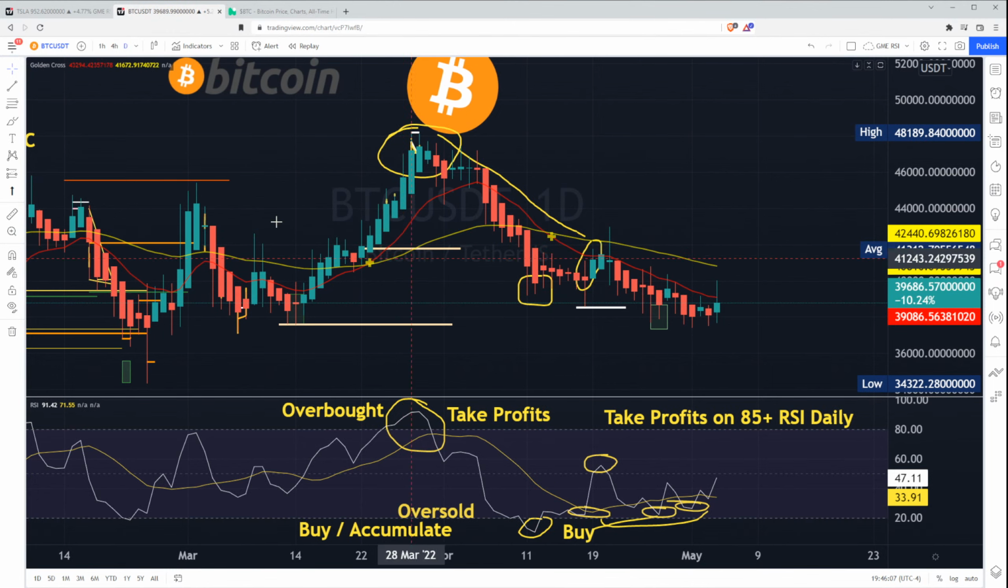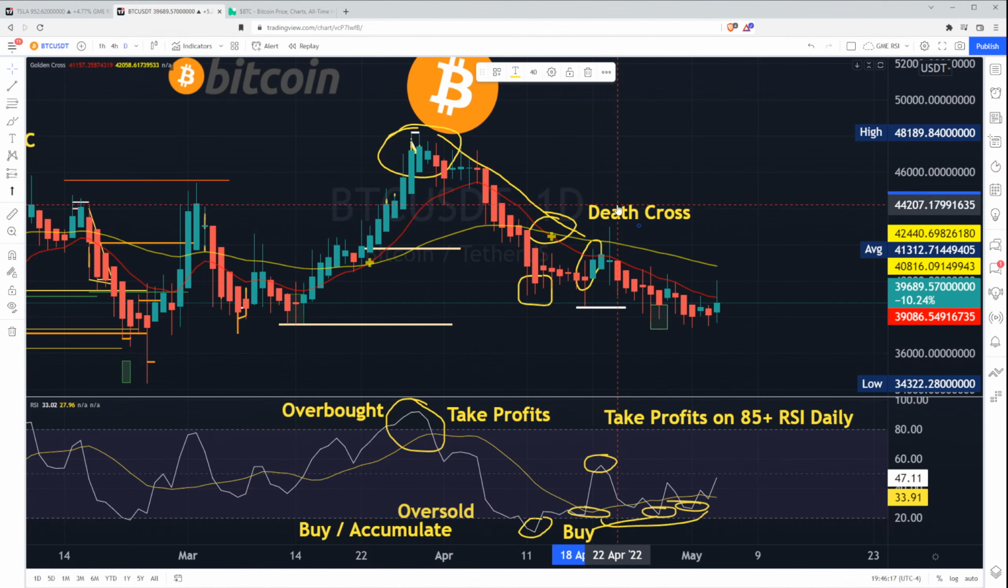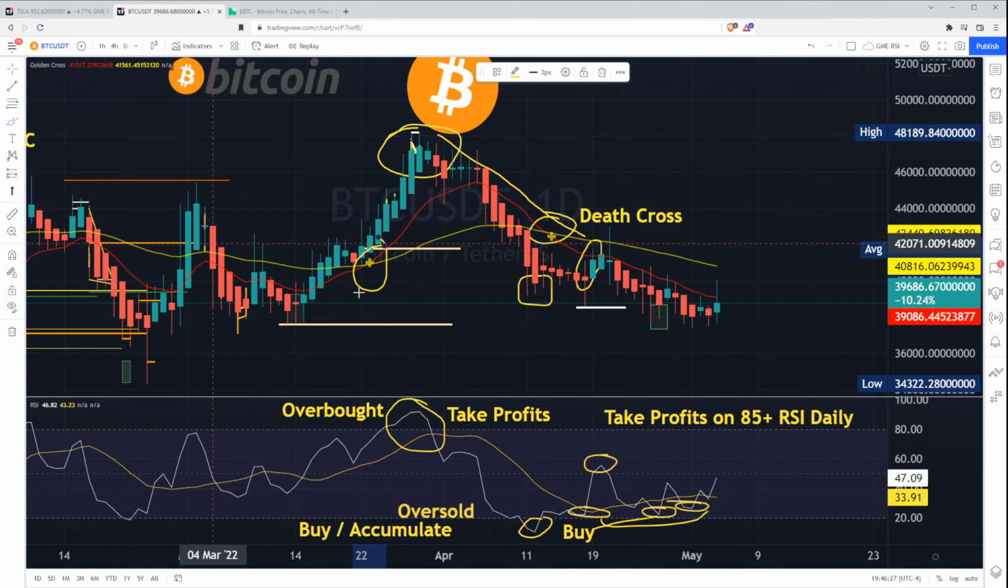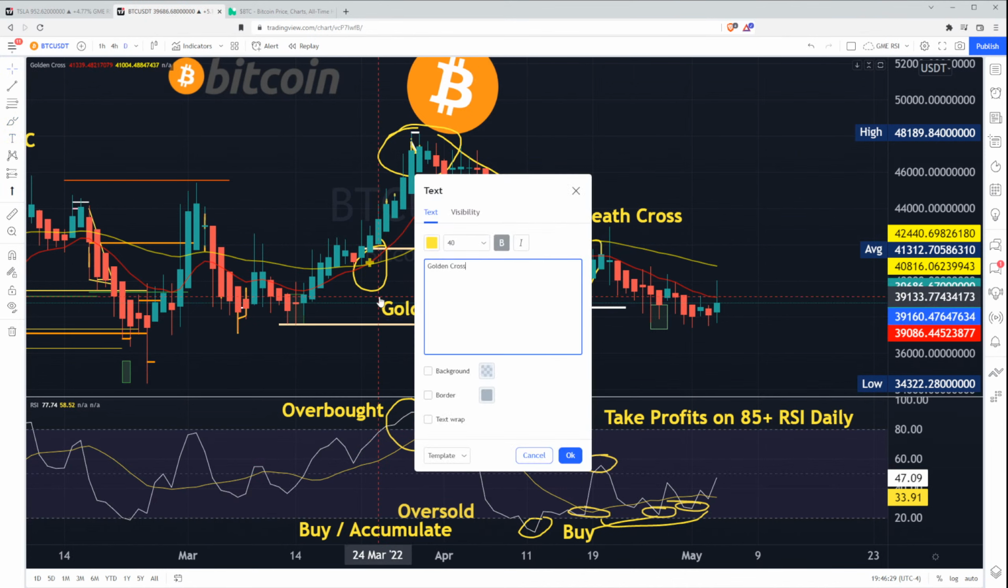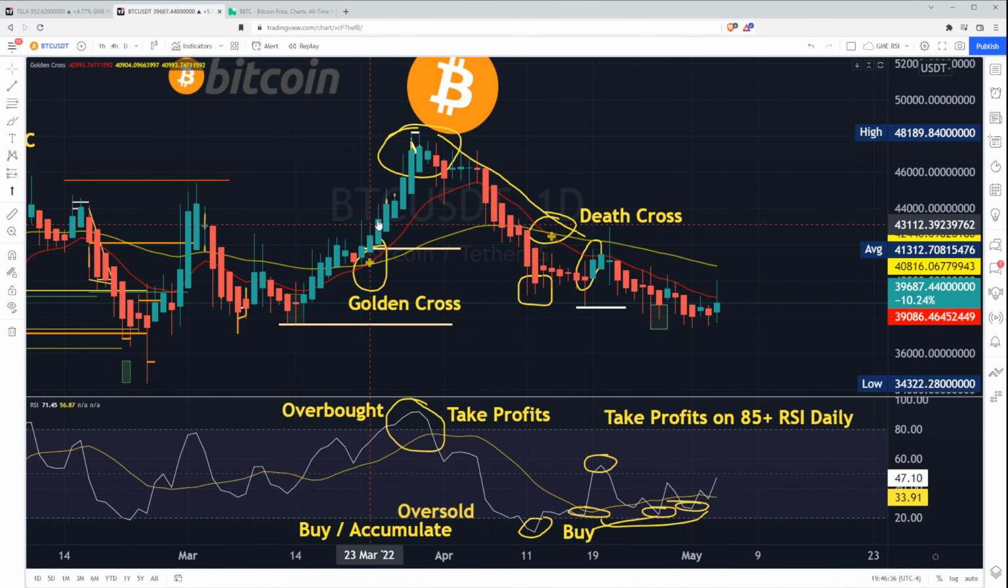Basically, this is a Death Cross right here. And I can tell this is a Death Cross because we start heading down. We start heading downward. And then this was our Golden Cross. You can put the moving averages on your charts as well if you like to add those moving averages. I just think the Golden Cross and Death Cross are a lot better to add rather than try to put them on.